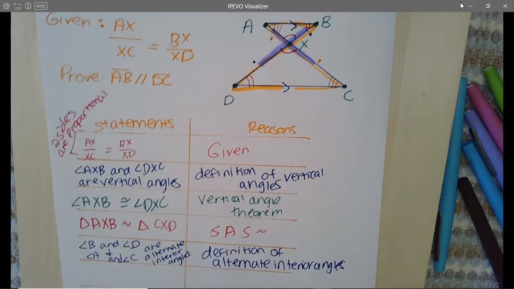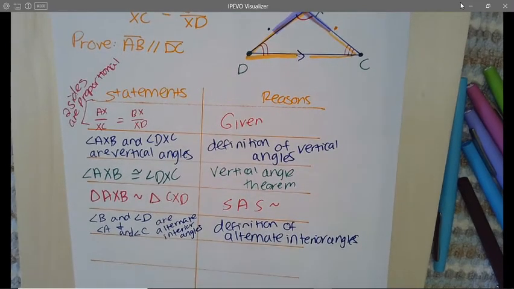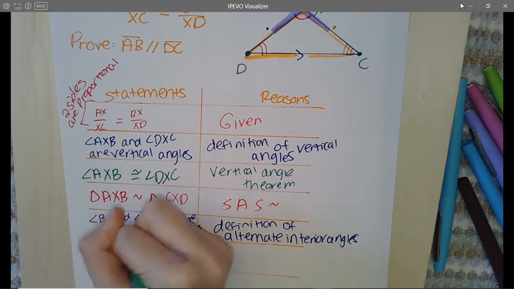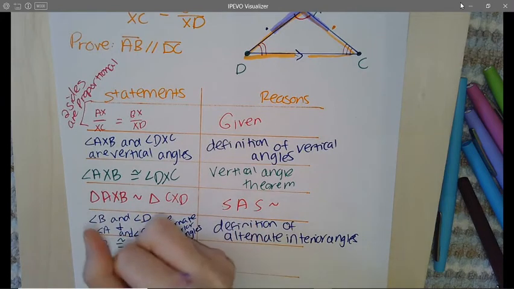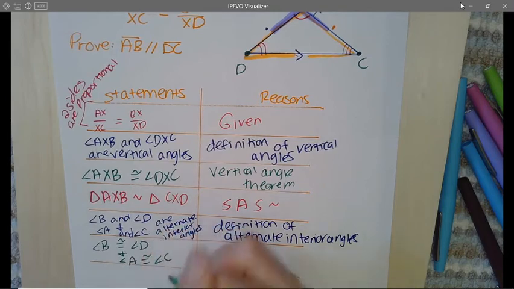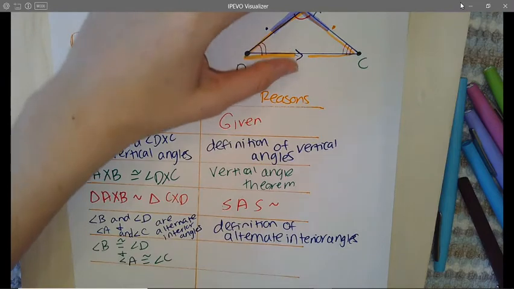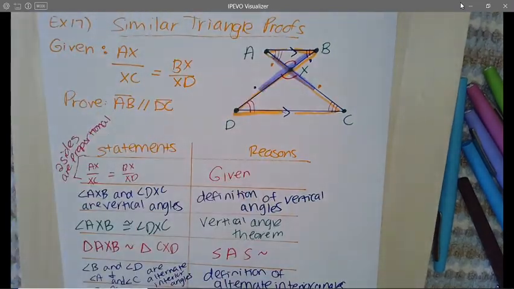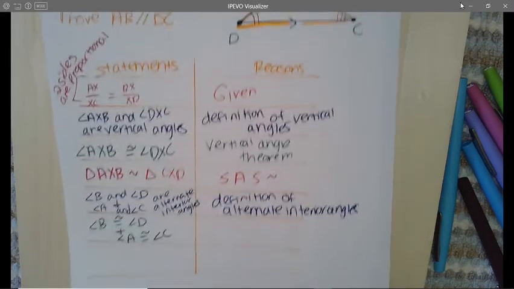So what I'm going to say is something new, which we won't have to use very often, but I can say angle B is congruent to angle D, and I can also say that angle A is congruent to angle C. And how I know this, it's not because of alternate interior angles, because I don't know that these lines are parallel yet. I'm trying to prove they're parallel. The reason why I know is because corresponding angles of similar triangles are congruent. So that's what I'm going to write right here.